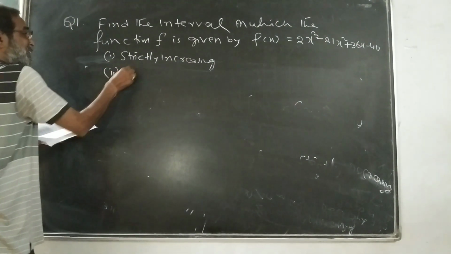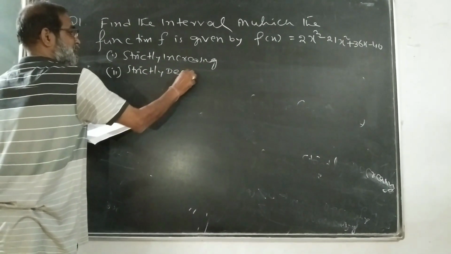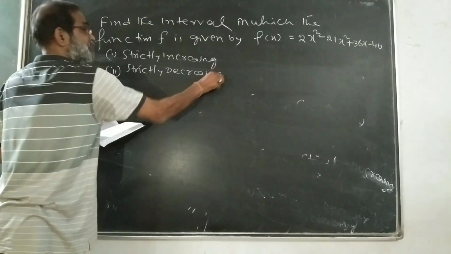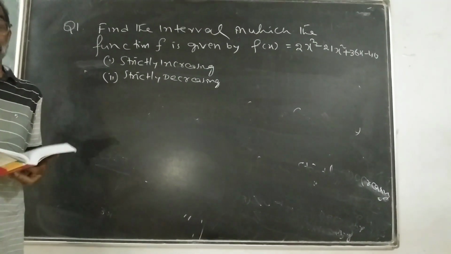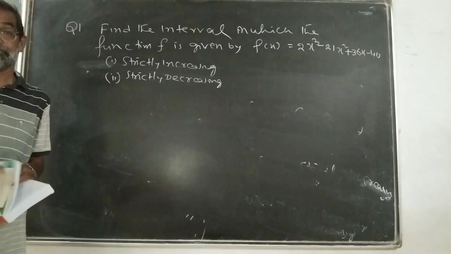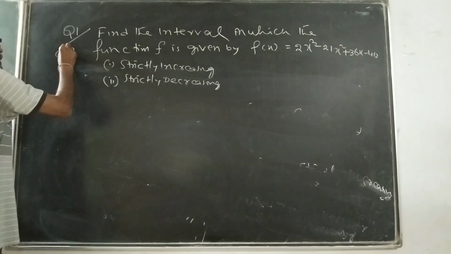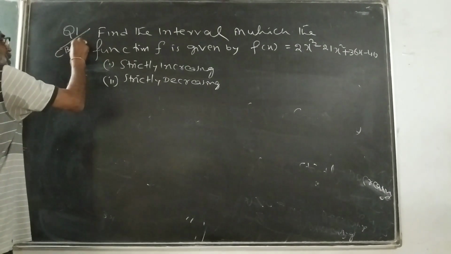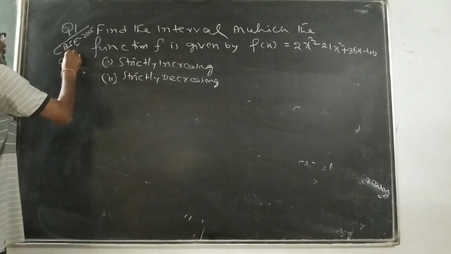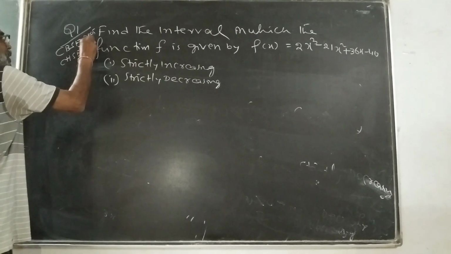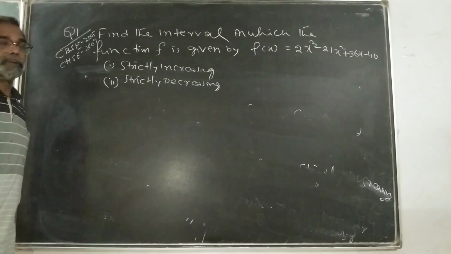Second ask, strictly decreasing. Ask for this. In this case, how to do the question? Remember, I write stepwise. Say, this is the question, CBSE 2005, CHSE 2009. The same type of question is coming.